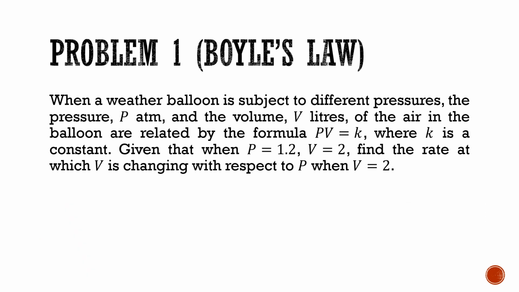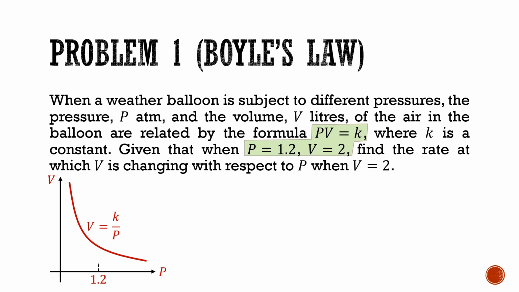Firstly, the graph will look something like this. We have a reciprocal relationship between pressure and volume. As one increases, the other will decrease. Since we are told that P is 1.2 and V is 2, we can work out the constant k to be 1.2 times 2, which is 2.4.